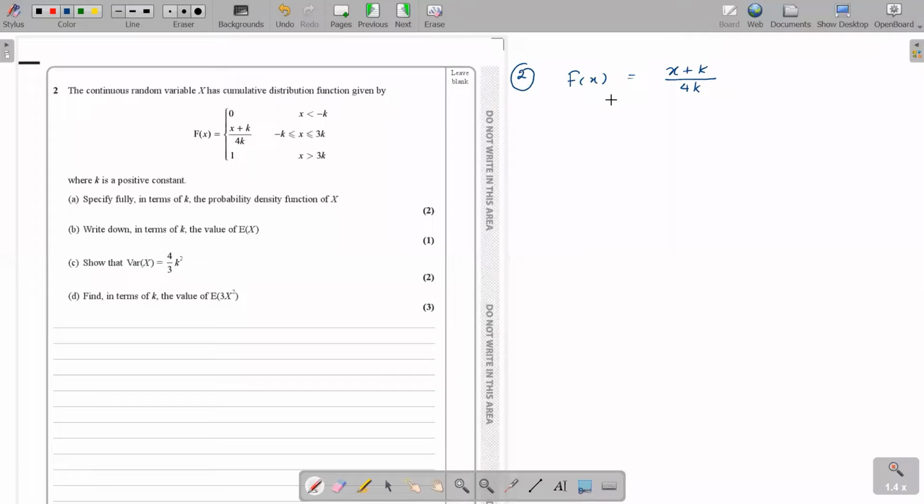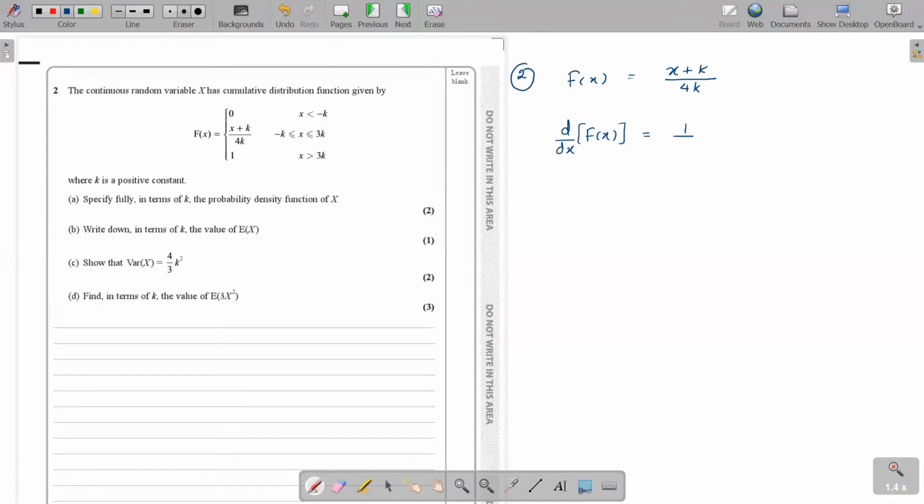So we differentiate d by dx of capital F(x), which means differentiate capital F(x) with respect to x. So how do we differentiate (x plus k) over 4k? You can see that we have a fraction here, but we don't need to go for product rule here. k is a constant, where k is a positive constant. So just be careful here. 4k doesn't mean that we need to use a quotient rule or anything here.